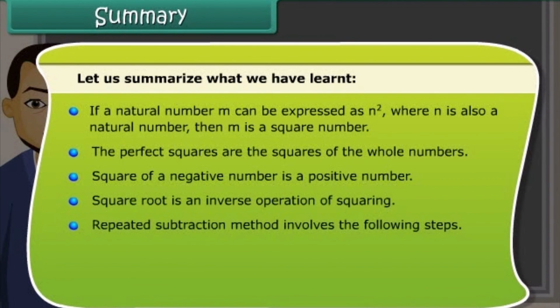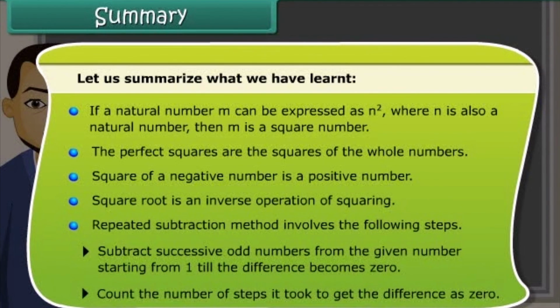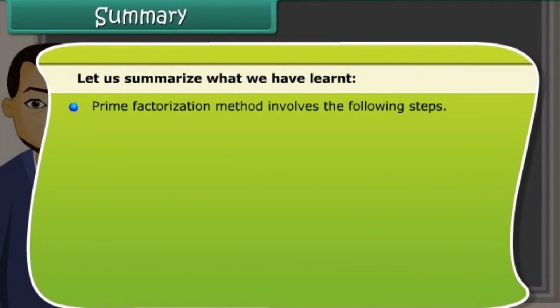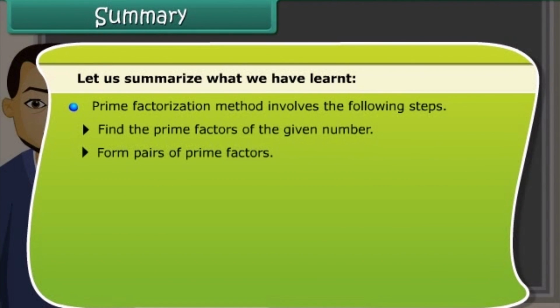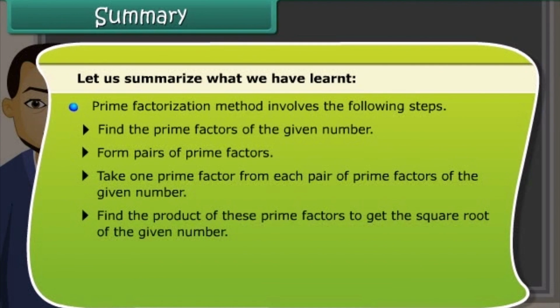Repeated subtraction method involves the following steps. Subtract successive odd numbers from the given number starting from 1 till the difference becomes 0. Count the number of steps it took to get the difference as 0. Prime factorization method involves the following steps. Find the prime factors of the given number. Form pairs of prime factors. Take one prime factor from each pair of prime factors of the given number. Find the product of these prime factors to get the square root of the given number.